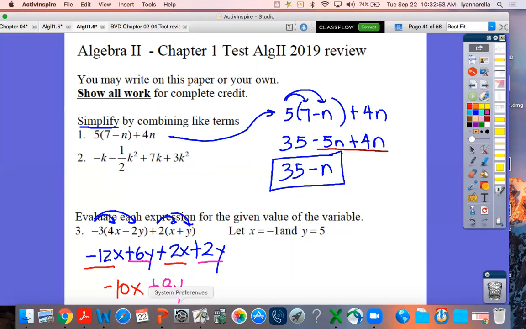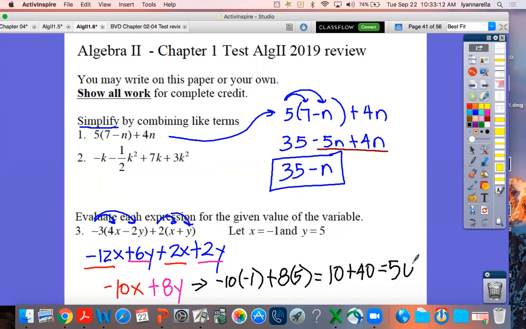Okay, but I'm not done yet because now I have to evaluate by plugging in. So if I were to say x is -1, what is -10 times -1? And y is 5, so what is 8 times 5? So a -10 times a -1 is a +10, 8 times 5 is +40, and 10 plus 40 is 50. So now when it says evaluate, I do get an answer, okay? When it says simplify, you don't get just a single number, you get some expression, but when it says evaluate, you have to show me you can plug in.